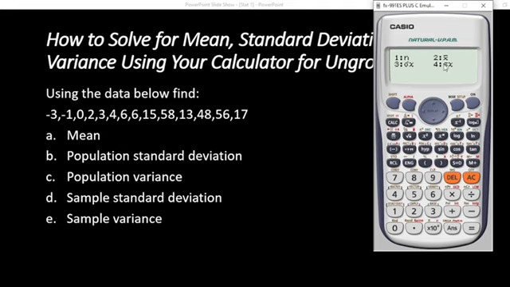Number 3 is for population standard deviation. And number 4 is for sample standard deviation. So from here, our first question being given to us, A, is that we should find the mean.